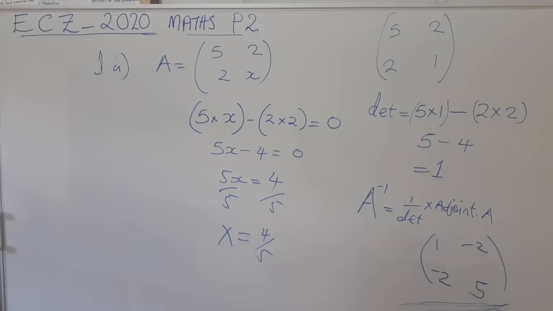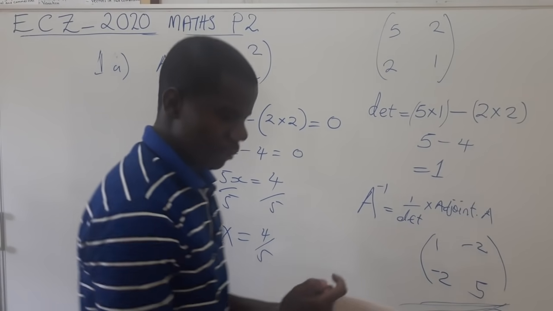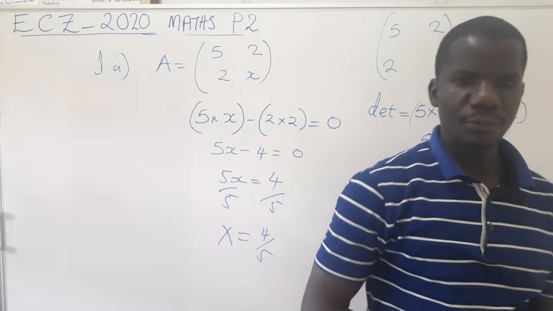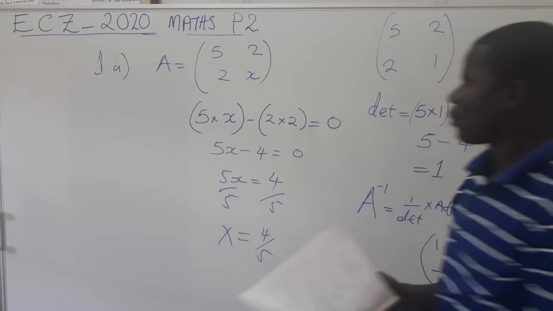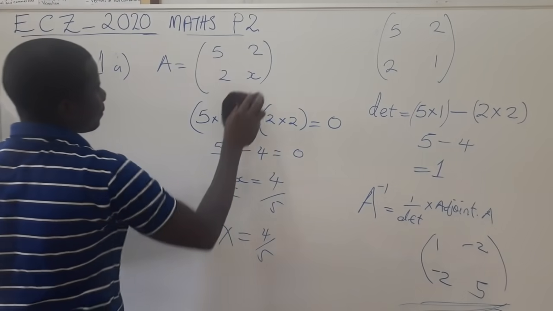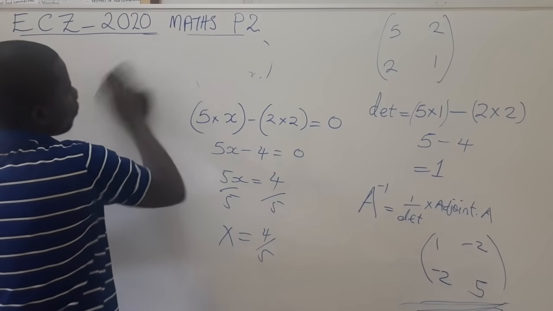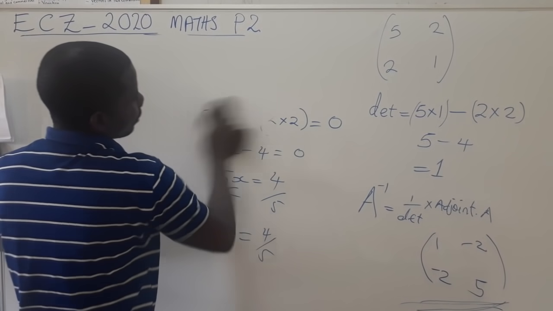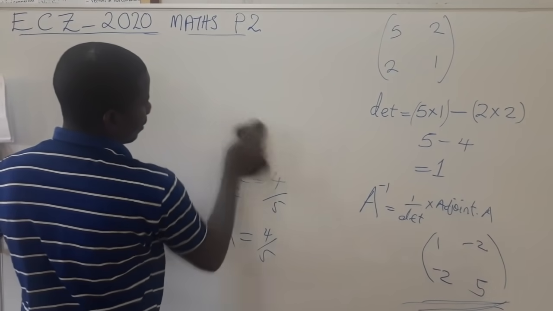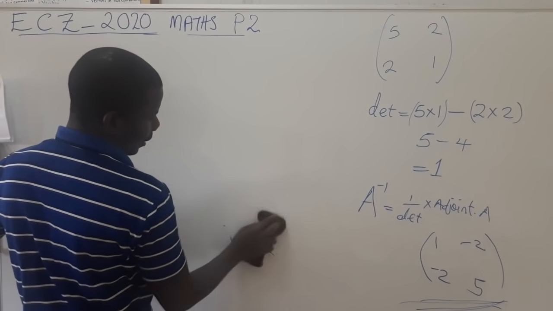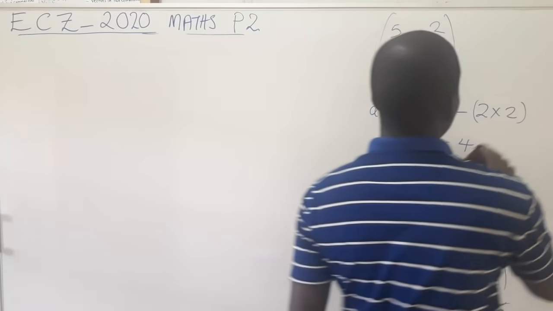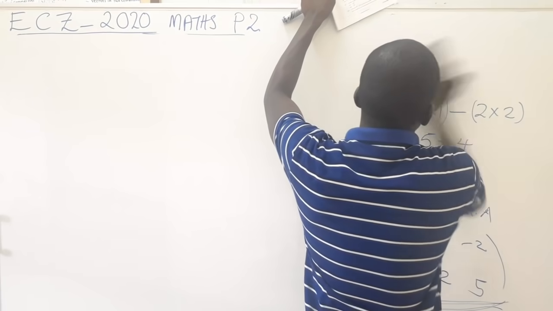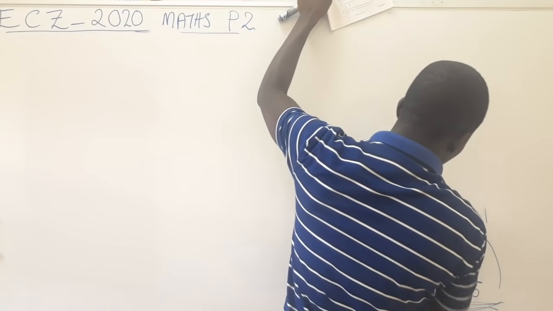And I want to take you to the second question, that is the probability question. We are going to 1B. So let's look at B.